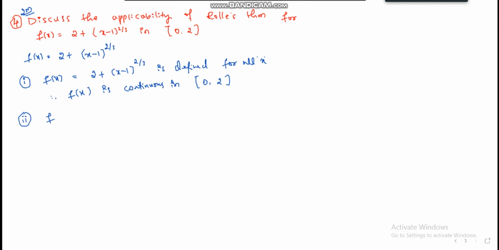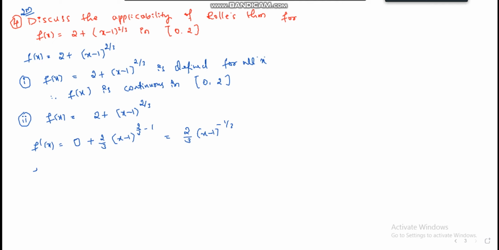f(x) = 2 + (x - 1)^(2/3). Now the derivative: f'(x) = derivative of 2, which is 0, plus (2/3)(x - 1) raised to the power 2/3 minus 1, because the derivative of x^n is n x^(n-1). So that is (2/3)(x - 1) raised to minus 1/3.